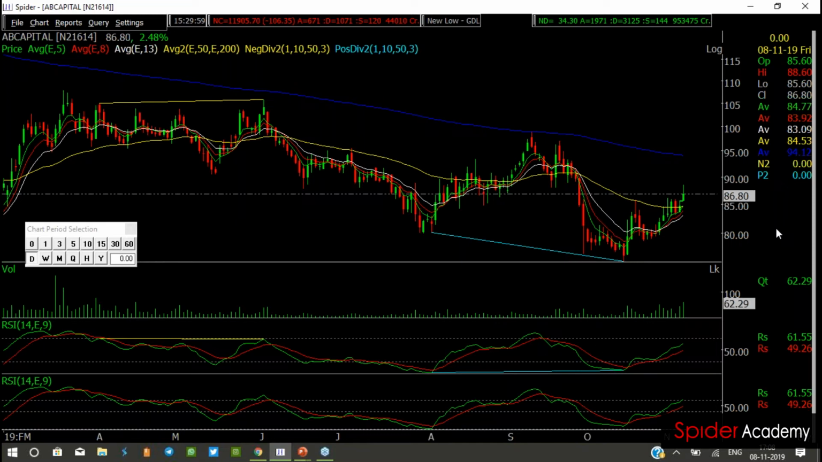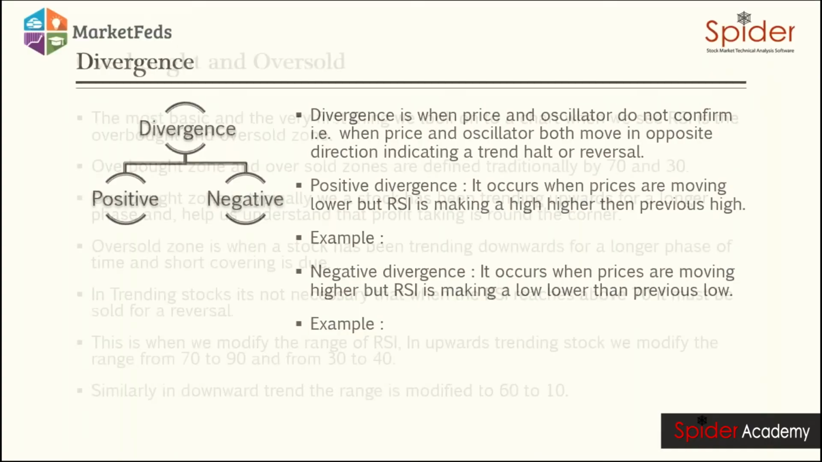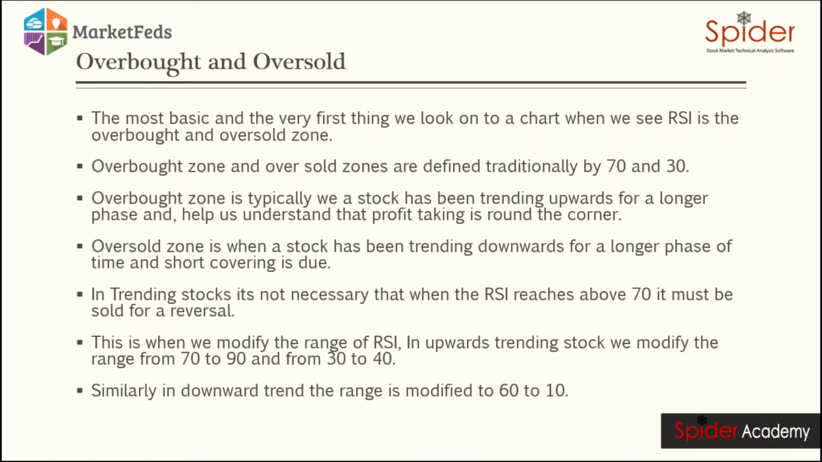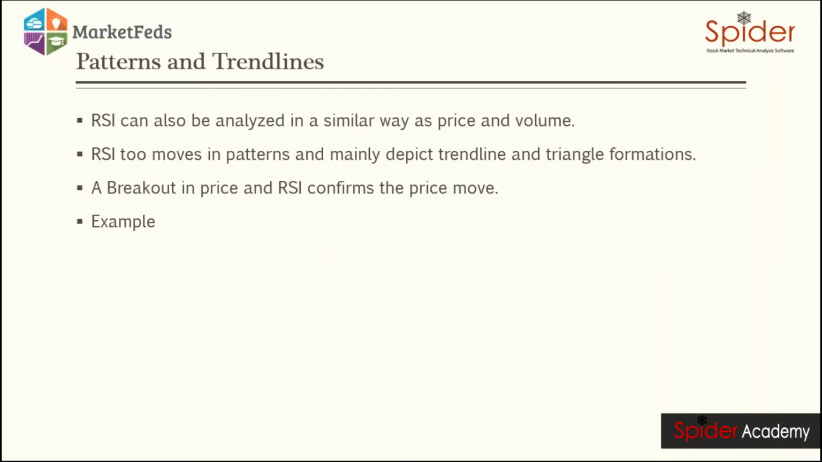Now we have seen three ways of analyzing the RSI. One is your divergence, the second is your overbought and oversold zones, and the third is your trend determination. Let's move to the fourth one, which is nothing but your patterns and trend lines. Yes, you can even analyze RSI as you analyze the price, because ultimately, as we saw earlier, your RSI is nothing but the representation of the momentum of your prices over any period of time.